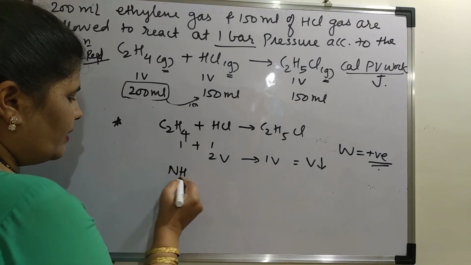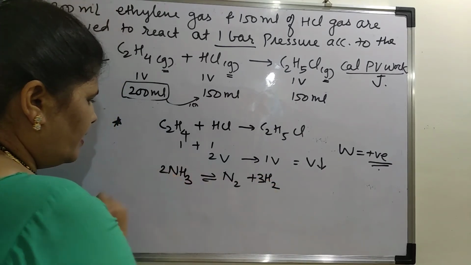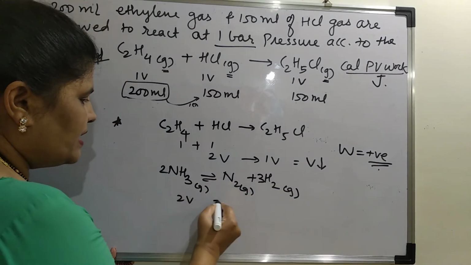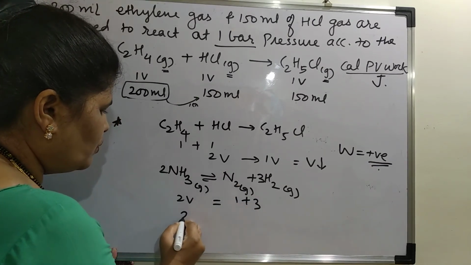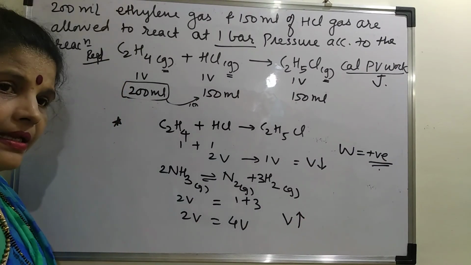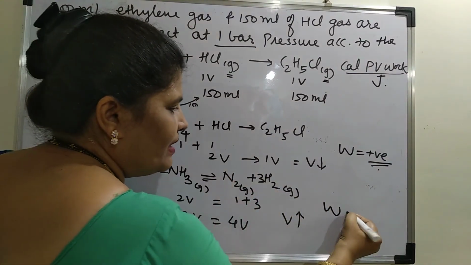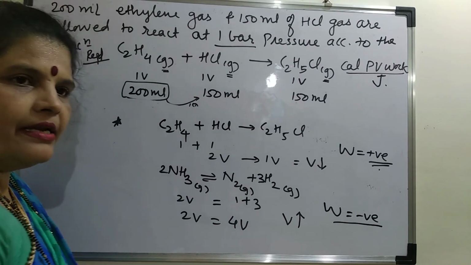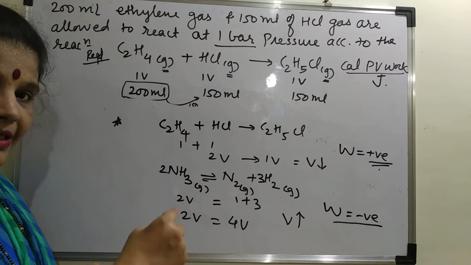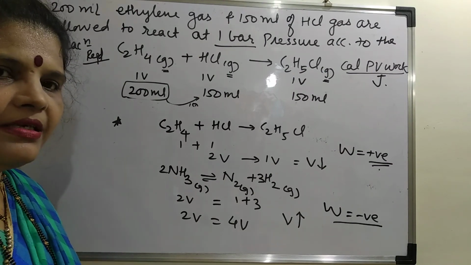If the same question had been given for the ammonia decomposition, say for example this, then I will balance the equation first. Now the equation is balanced: 2 volume is becoming 1 plus 3, means 2 volume is becoming 4 volume. What has happened to volume? Volume has increased, when there is expansion of the gas. And therefore, for this type of problems, W will be negative, means the work will be done by the system on the surrounding. For the previous equation, work was done by the surrounding on the system. So this is a shortcut to predict whether the work is done by the system or on the system.